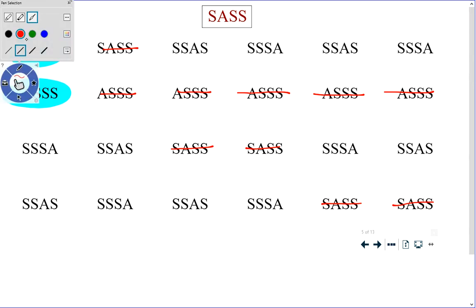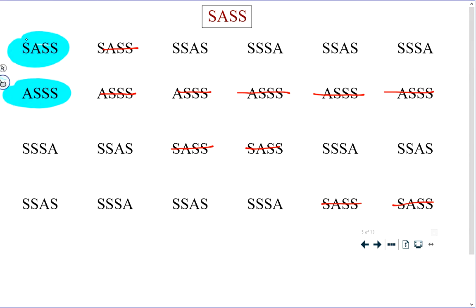So if we check this out and you think about it, you're only going to have 4, because basically the A can be in only one of 4 places. You can have S, then A, then SS. You can have S, S, then A, then S. You can have S, S, S, and then A, or you can have the A at the beginning.